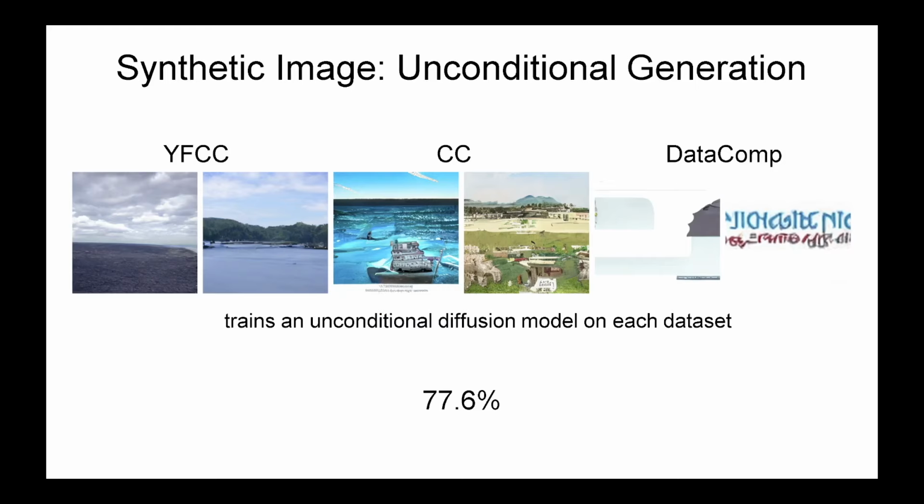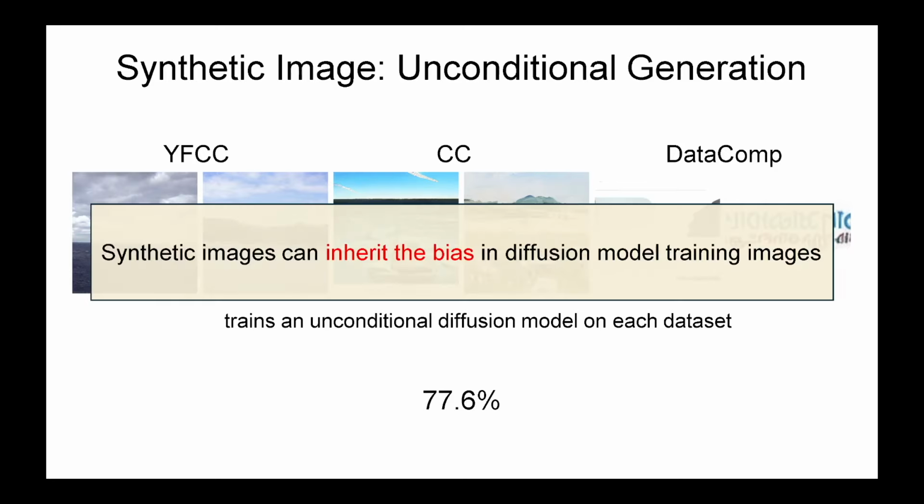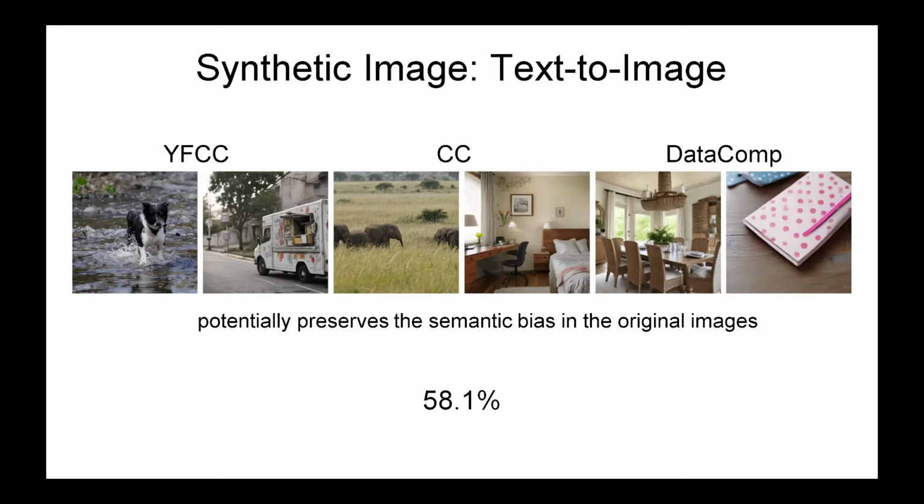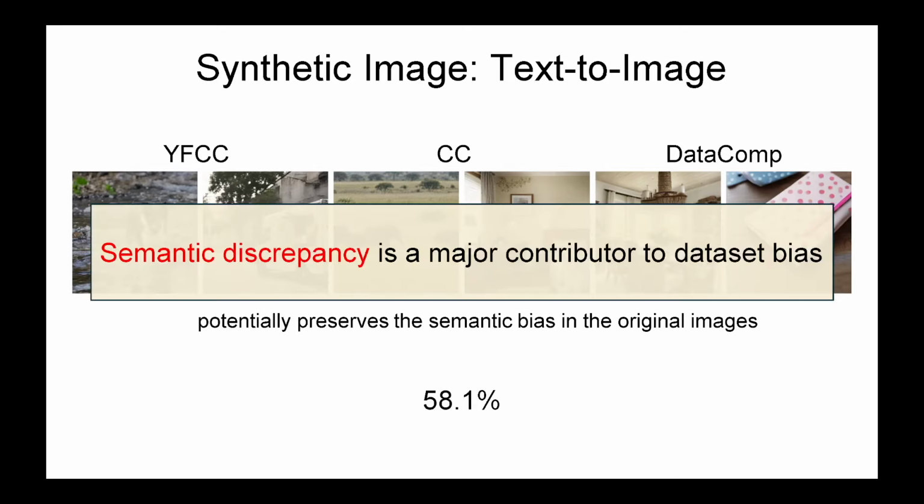Synthetic images have great potential for augmenting data, so we want to know if dataset bias can be inherited from diffusion models' training images to its generated images. We trained one unconditional diffusion model on each dataset and found that their generated images can be classified very well. The upshot here is that synthetic images can indeed inherit the bias in diffusion models' training images. We could also sample synthetic images from a pre-trained text-to-image model based on the VLM captions of YCD images. By converting images to captions and then back to image modality, this process only retains the semantics captured in captions. Thus, this accuracy further confirms that semantic bias is a major contributor to dataset bias.